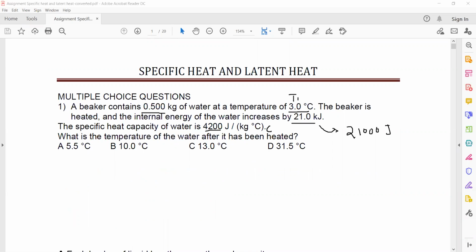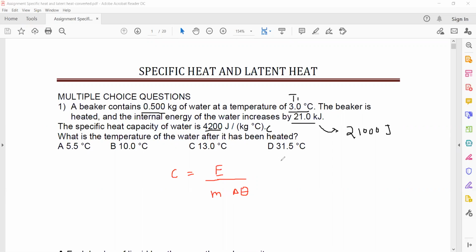So we have this formula. We have the formula for specific heat capacity. That specific heat capacity is equal to energy which we supply divided by mass times temperature change. Temperature change, you can write delta T, that's acceptable, or you can write delta theta, that is also correct. Both ways acceptable.